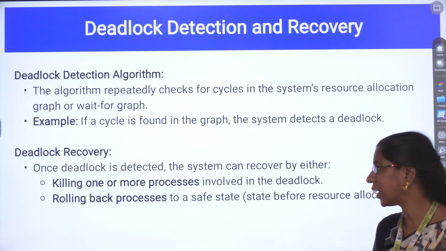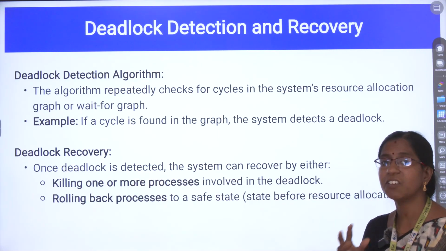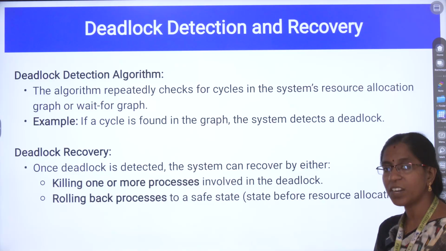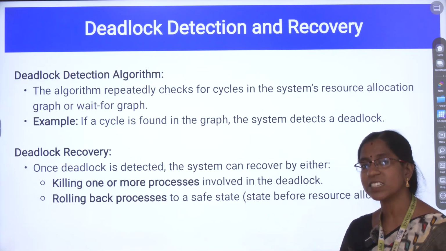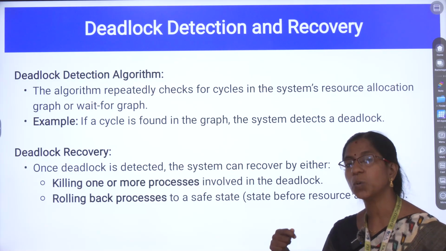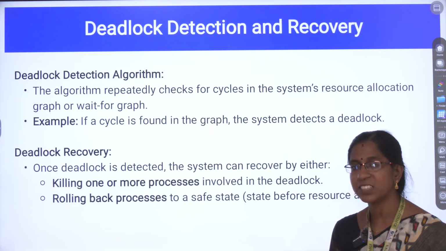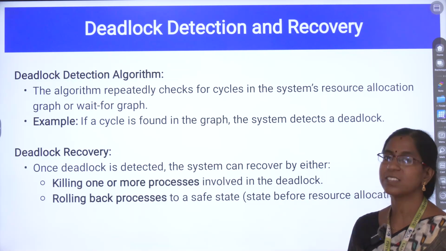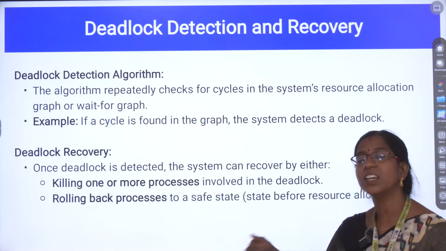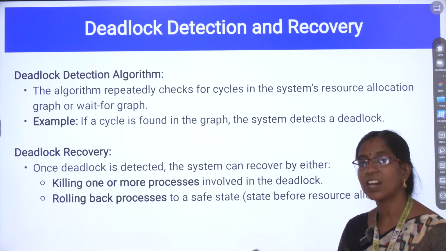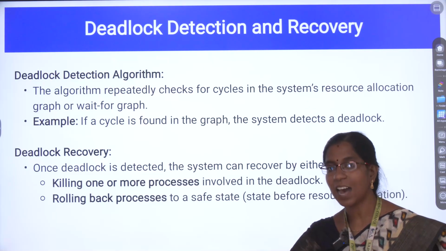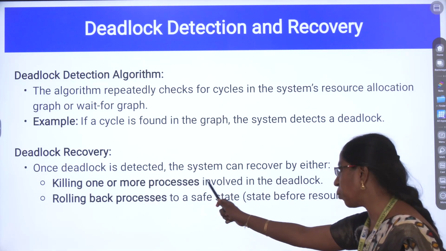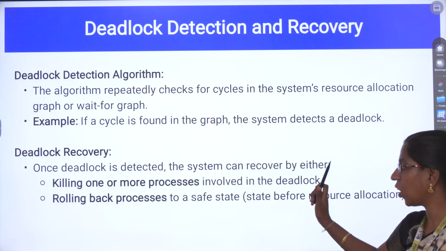Once deadlock is detected, the system can recover by killing one or more processes. If resource R3 is requested by P1, P2 or P3 at the same time, that means killing one or more processes. P2 and P3 should be diverted elsewhere or removed from the request. Directly P1 can access R3. So, killing one or more processes involved in the deadlock.